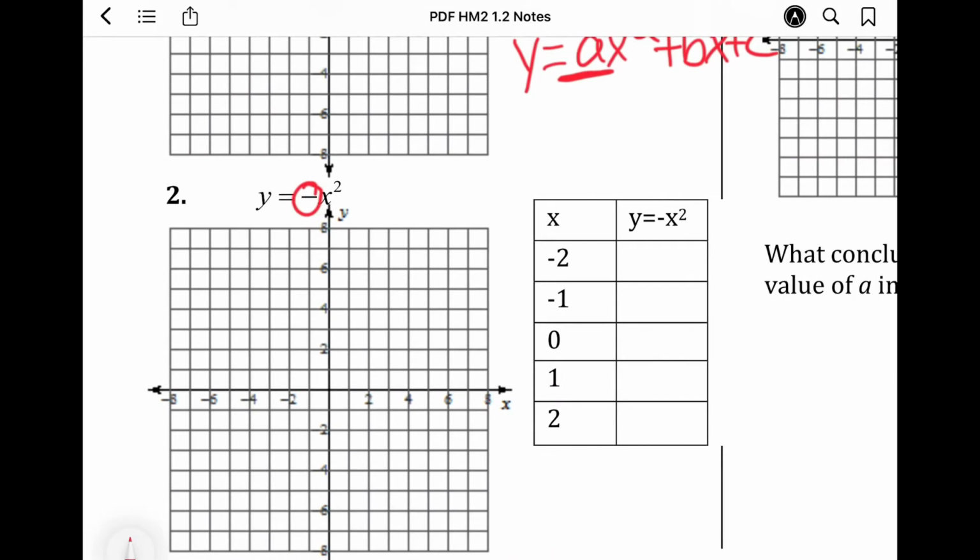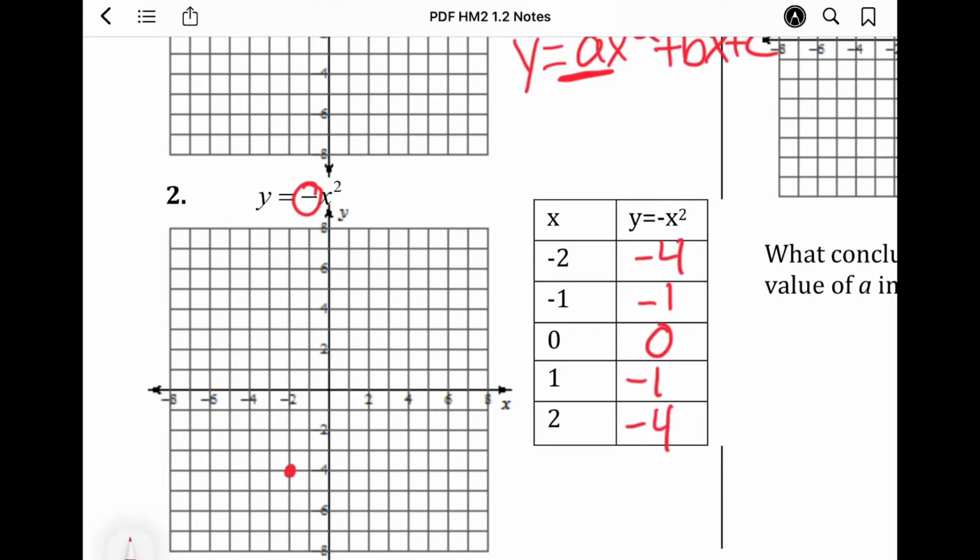So when we have x is negative 2, y is now negative 4. When x is negative 1, y is now negative 1. When x is 0, y is 0, because you can't make 0 negative, it's just itself. When x is 1, y is now negative 1, and when x is 2, y is negative 4.